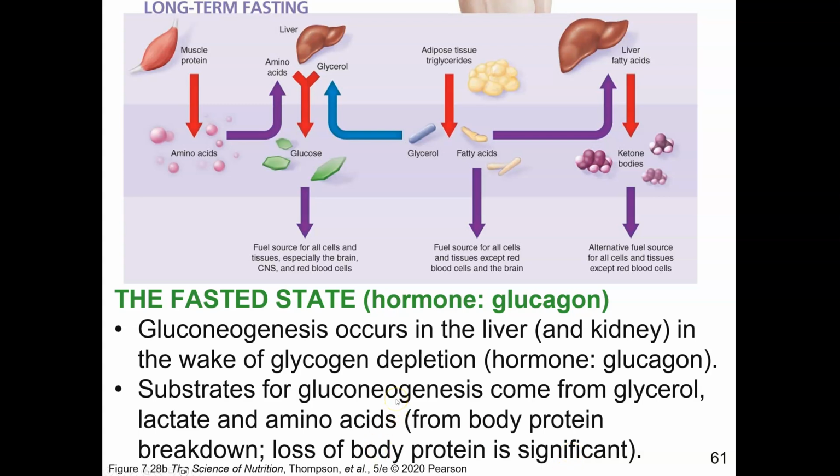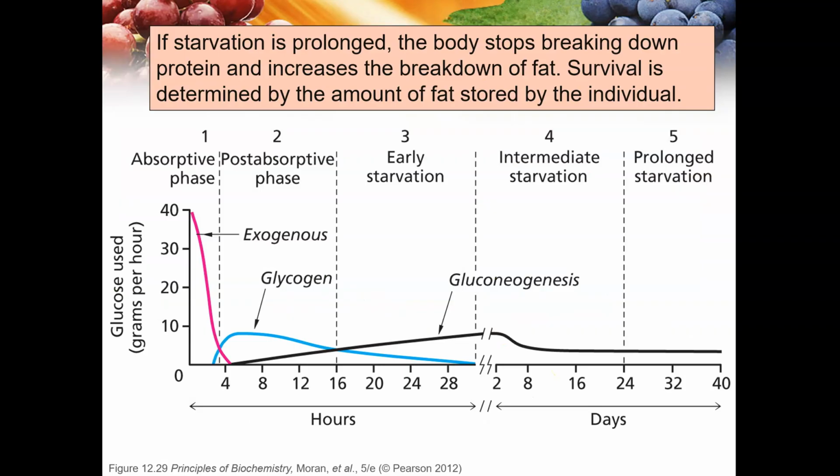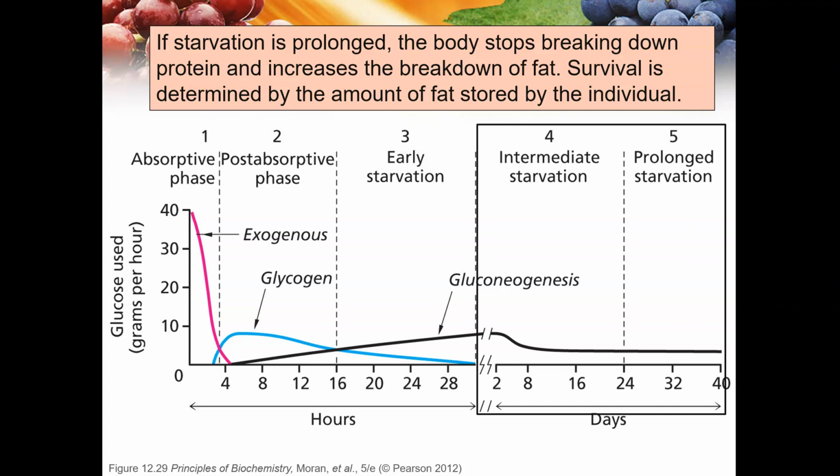So gluconeogenesis occurs in the liver and the kidney if glycogen is gone. Glucagon is going to stimulate that. The sources are glycerol, lactate, and amino acids. At this point, you're starting to break down body protein, and that's really not sustainable. So if you don't eat after that, the body switches over and stops breaking down protein and just exclusively uses fat. How long you can survive depends on how much fat you have.